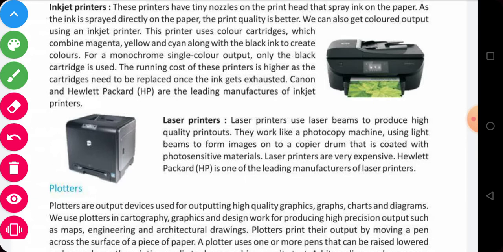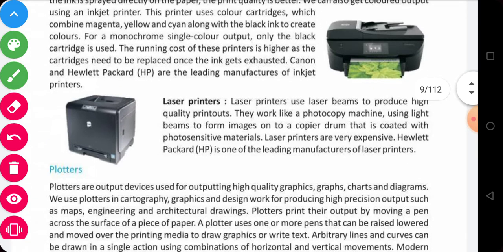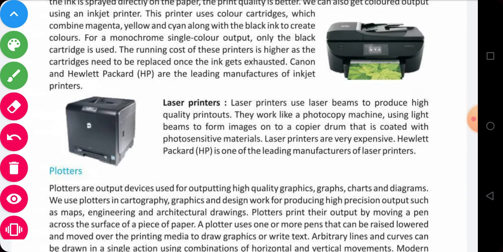Laser printers are very expensive. HP is one of the leading manufacturers of laser printers. Comparing inkjet printers and laser printers, which has the higher cost? The laser printer has the higher cost.